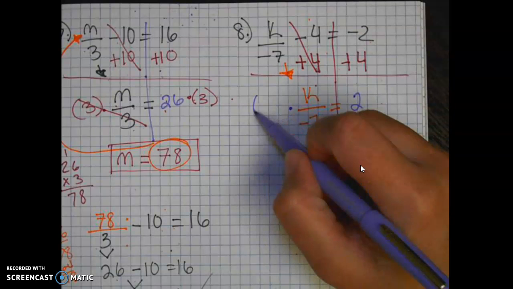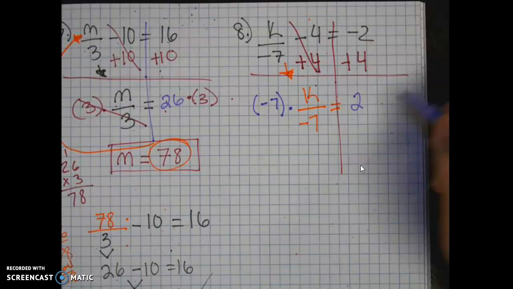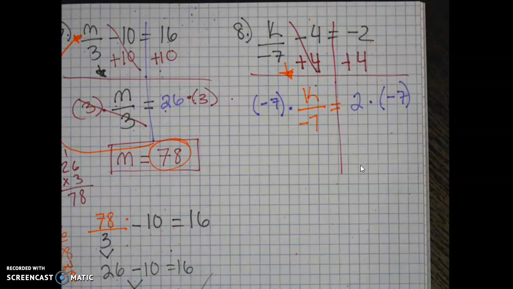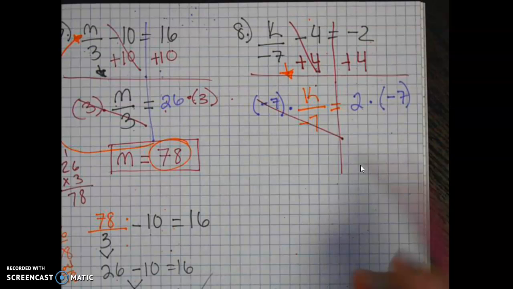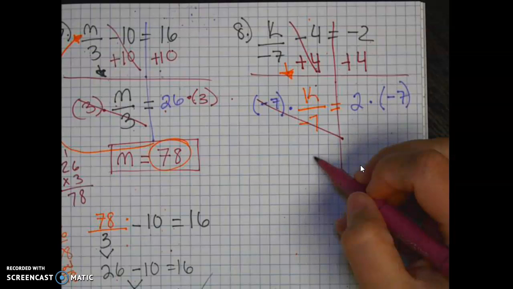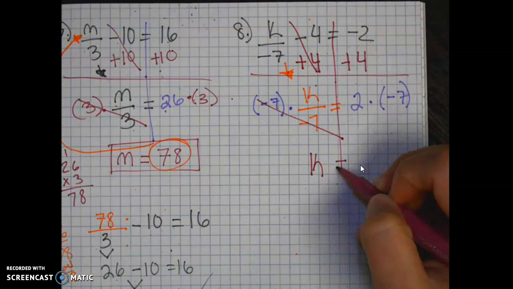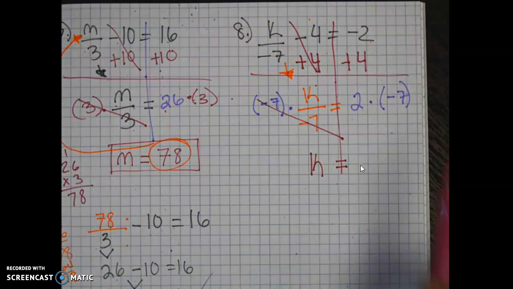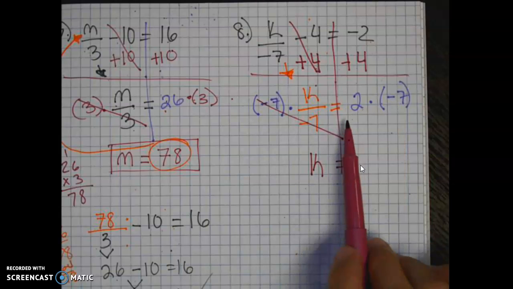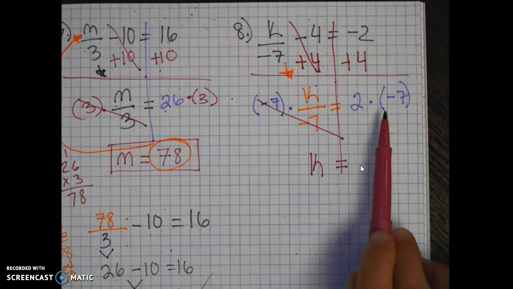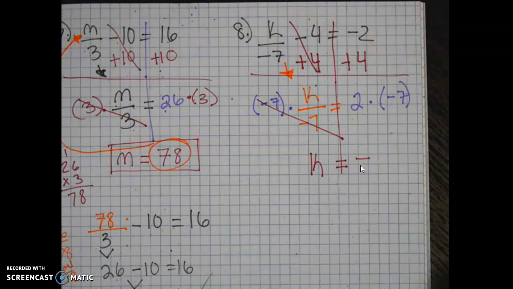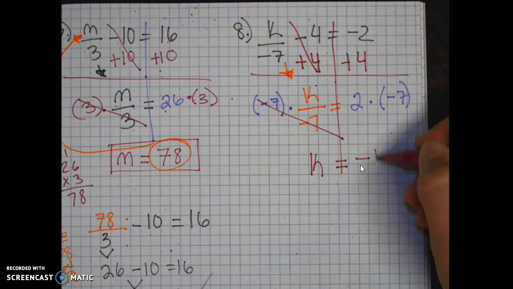Multiply both sides by negative 7. Always carry that negative with it. Negative divided by negative is going to give me a positive. 7 divided by 7 is 1. So I'm left with k equals, opposite signs, meaning opposite, like negative and positive. If they're opposites, it's going to be negative. 7 times 2 is 14.